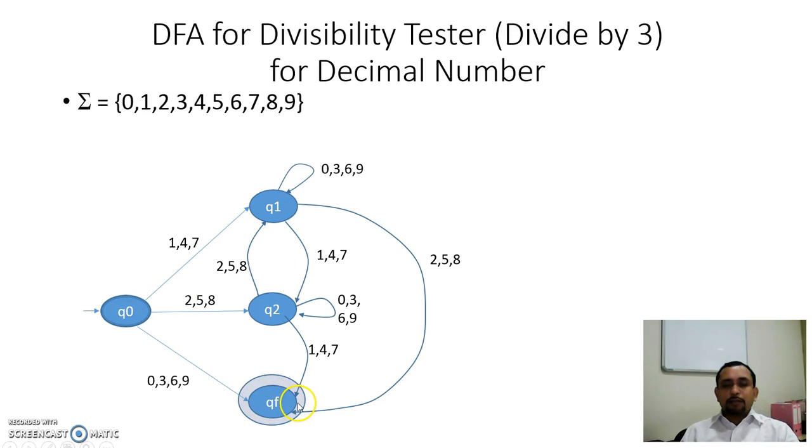For QF, it's time to show the inputs. If we have 0, 3, 6, 9, it means the remainder is still 0, so we are at QF. A similar expression can be given for remainder 1 and remainder 2. So this is how we can construct a divisibility tester for a decimal number divisible by 3.